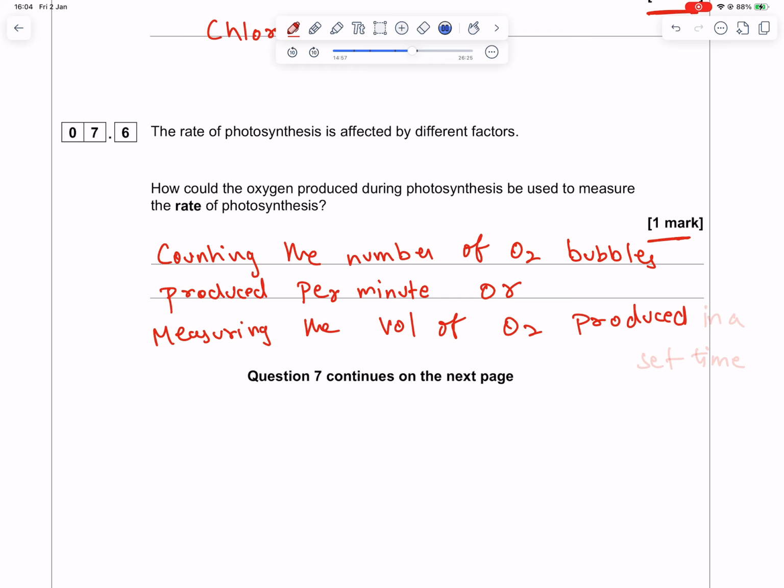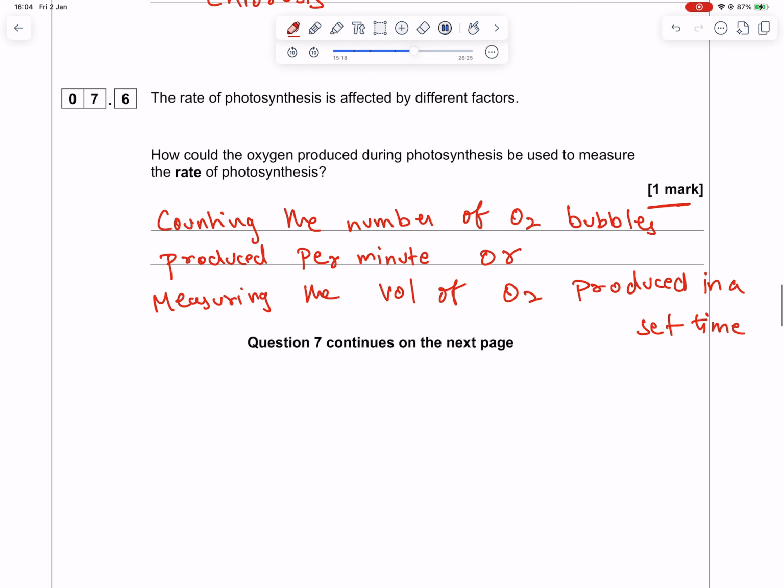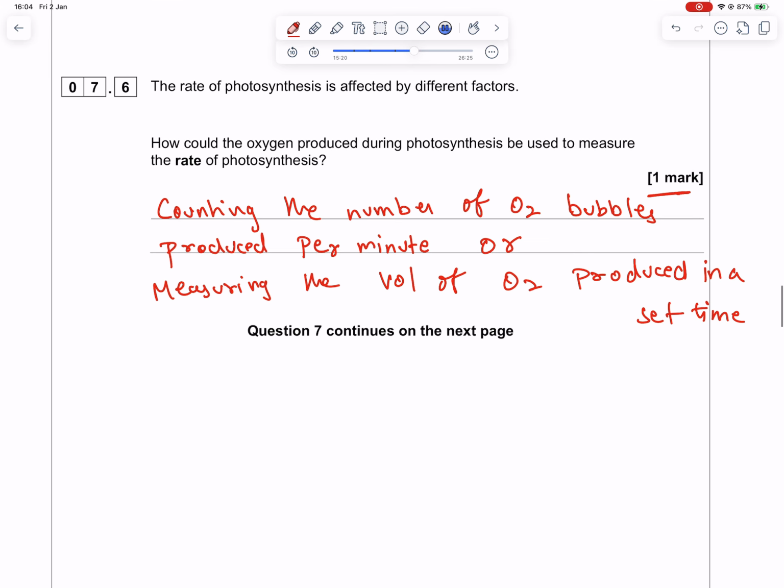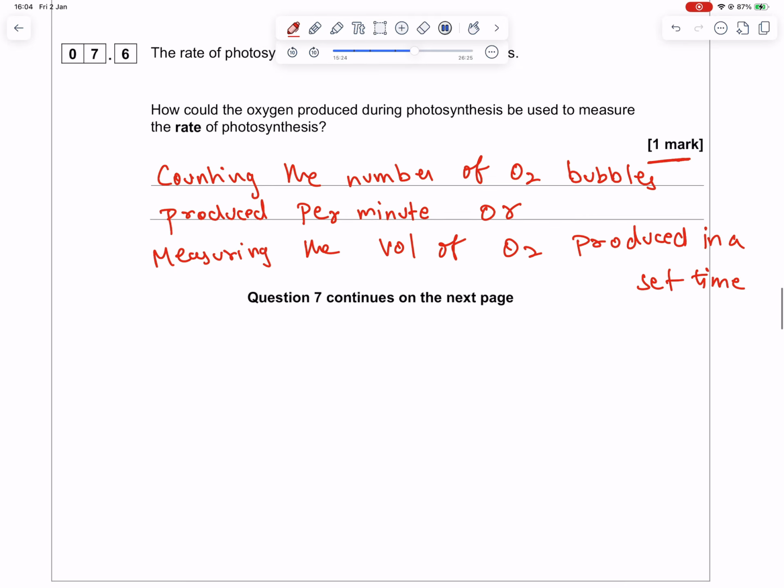Now, what is important here whenever we are answering rate questions is that you have to measure the time, even when measuring the volume of oxygen produced in a set time, because you're measuring the rate, the speed. So therefore you must include time. And just saying measuring oxygen is very vague and will not get you the mark.